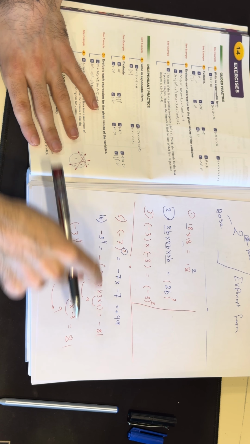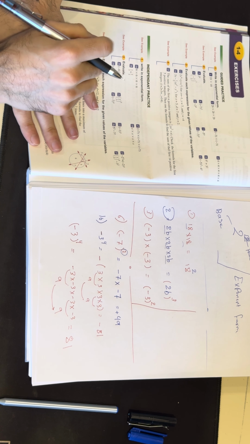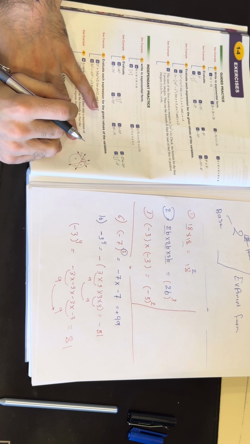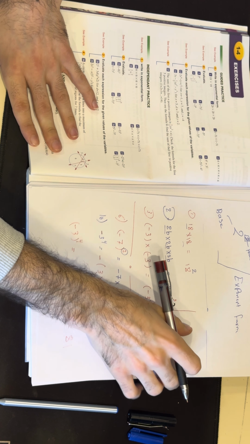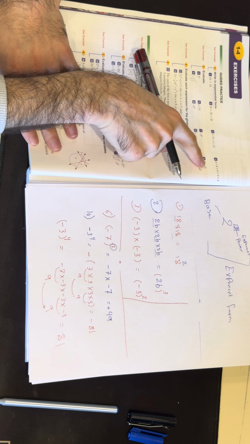That's why these two are not equal to each other when you have a bracket and when you don't have a bracket. So you need to be careful with this kind of question. What if I have two numbers, like this one or this one?